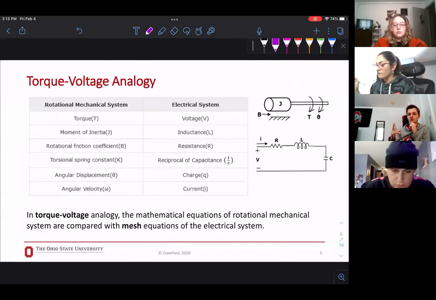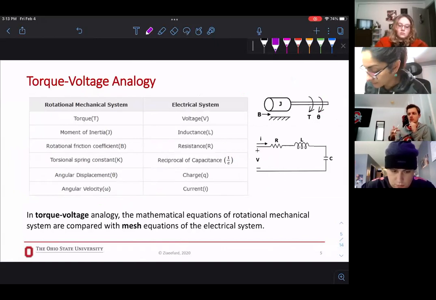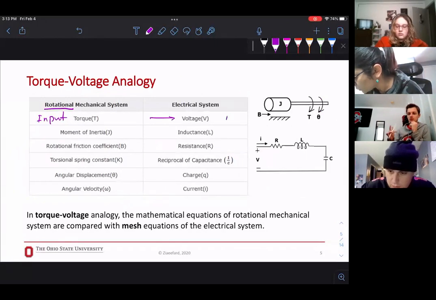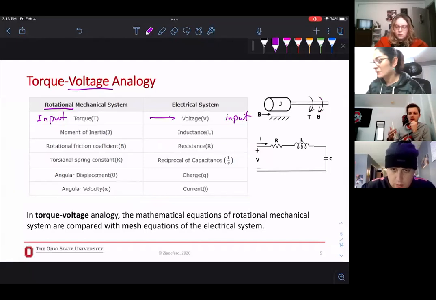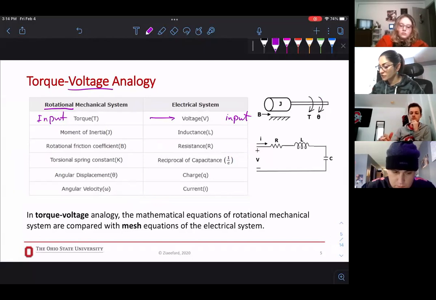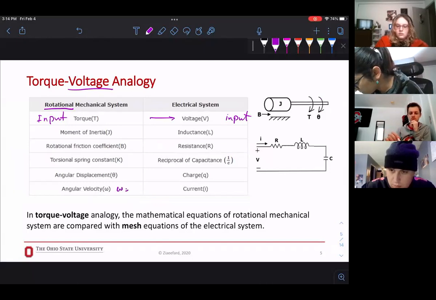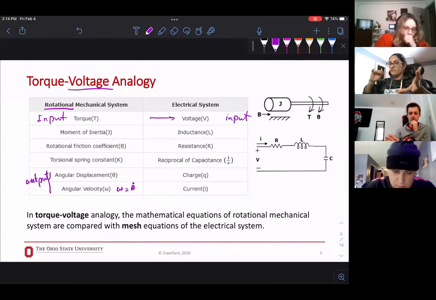Now, if you have rotational motion in mechanical system, you use torque voltage analogy. So torque as input becomes voltage as input because we are still in voltage analogy. So the right side, the electrical system remains the same, but for the mechanical system, because it's rotational, you have torque, moment of inertia, rotational friction, torsional spring, angular displacement, theta, and angular velocity, omega, which is theta dot. Okay, so these are your output. So this is just to convert it to a different system.